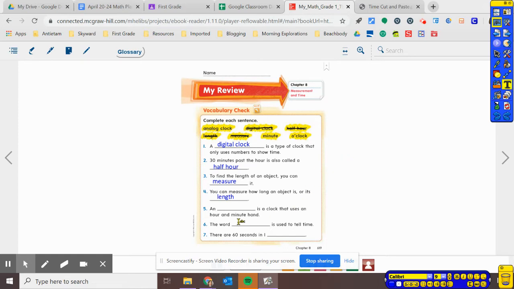All right, number five says an blank clock, or an blank is a clock that uses an hour and minute hand. Okay, well, there's only one more clock up here, analog clock. So let's write that in. An analog clock is the clock that uses the hour and minute hands and then also has the numbers.